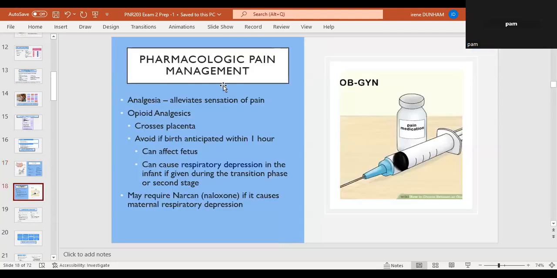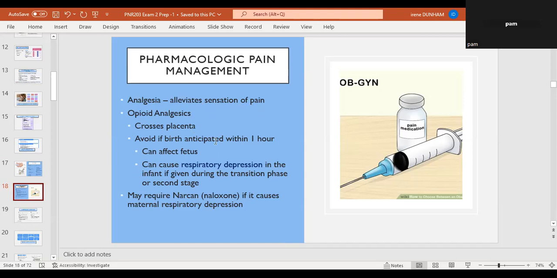And let's go on. So that was anesthesia. So now you have pharmacological pain management. So you have analgesia, which is an analgesic that alleviates the sensation of pain. Okay. And you may always remember that it crosses the placenta. So we already went over the proper time to give these kinds of medications so that the baby comes out okay. If you give a narcotic, it can affect the fetus if she delivers within 1 hour. So you have to be very careful with that.